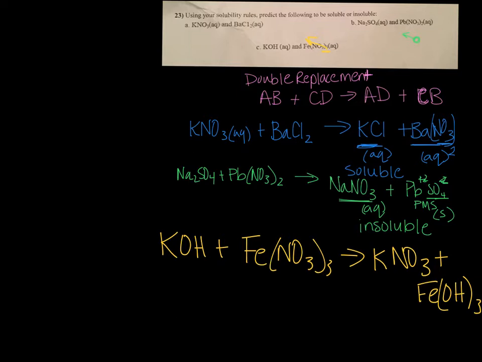Okay, so looking here, my nitrates are going to be aqueous. Hydroxides, remember, are going to be insoluble unless they're with calcium, strontium, barium, ammonium, or group 1. Iron is not any of those. So this is going to be a solid, and this will be an insoluble product. Okay? So that's how you use your solubility rules. Make sure you review those.